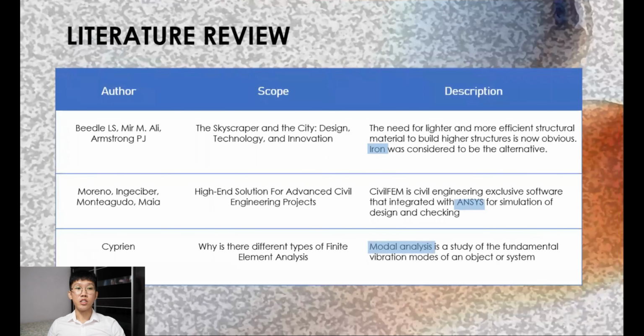The following is literature review. The authors, Brady L.S., Mill M., Ali, Armstrong P.J. The scope they study, the skyscraper and city design technology and innovation. They describe that the need for lighter and more efficient structural material to build higher structure is now obvious. Iron was considered to be an alternative.